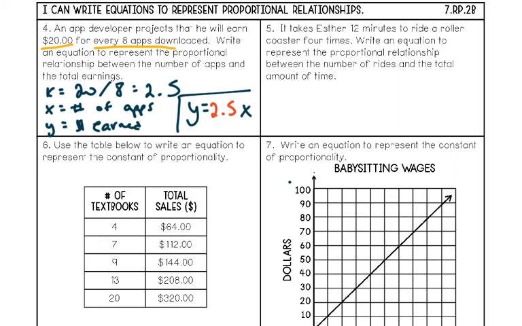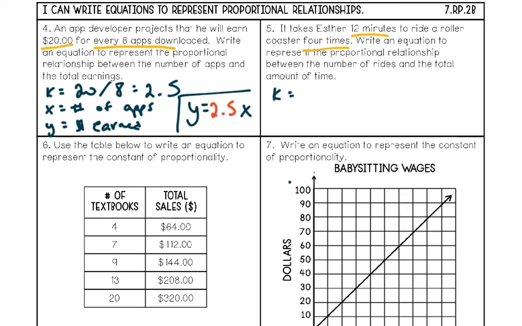Let's look at number 5. It says it takes Esther 12 minutes to ride a roller coaster 4 times. Write an equation to represent the proportional relationship between the number of rides and the total amount of time. We're always going to write our equations in the form Y equals KX, where Y is our total, and it tells us in the problem that's our total amount of time. And then X is our input, or the thing we put in. We put in a total number of rides to get out a total amount of time.